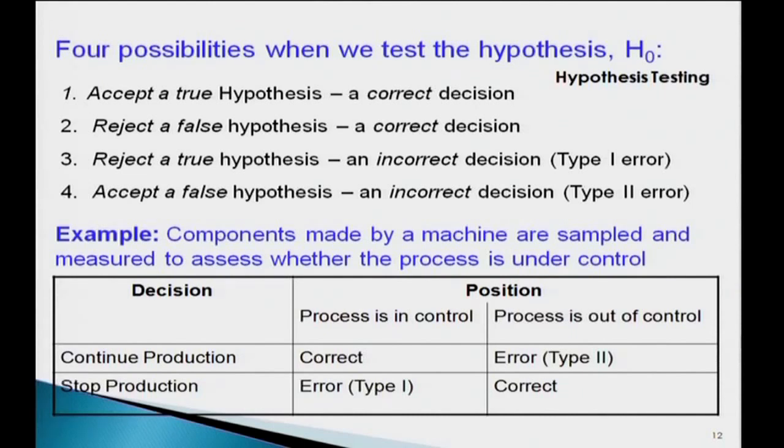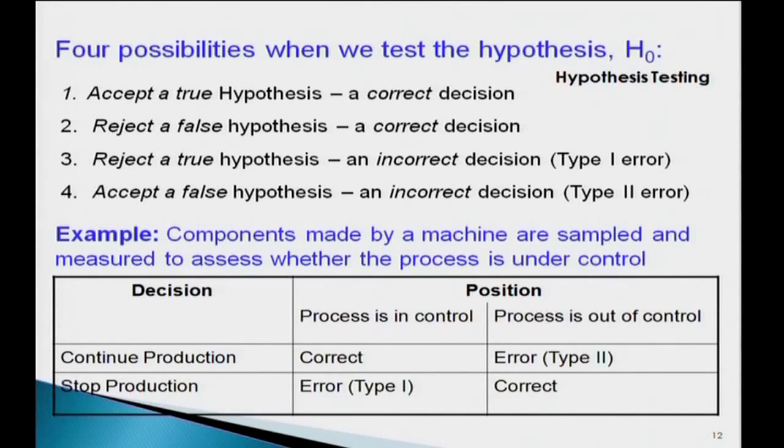So, the issue arises only if we are rejecting a correct assumption, rejecting a true hypothesis, or accepting a false hypothesis. Whenever we reject a true hypothesis, that is an incorrect decision, called type 1 error. We denote this by alpha. Whenever we accept a false hypothesis, that also is an incorrect decision, and we call this beta, type 2 error. So, in any particular situation, we would like to minimize type 1 error as well as type 2 error.